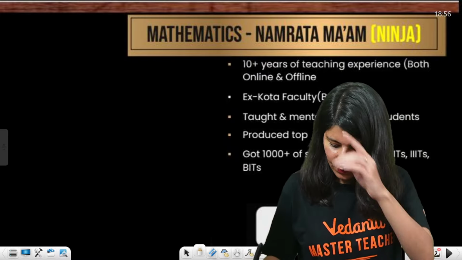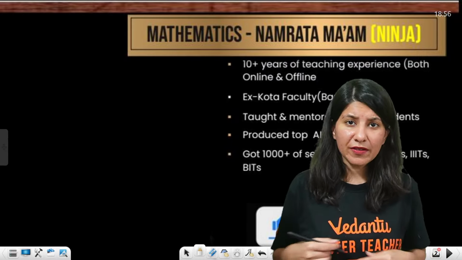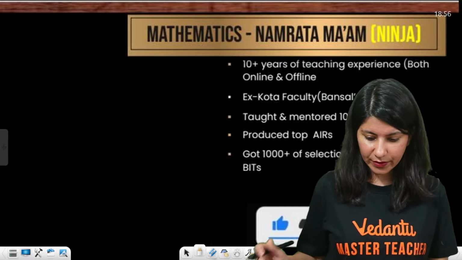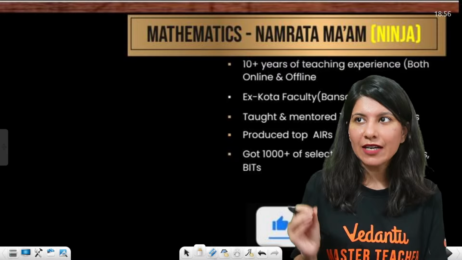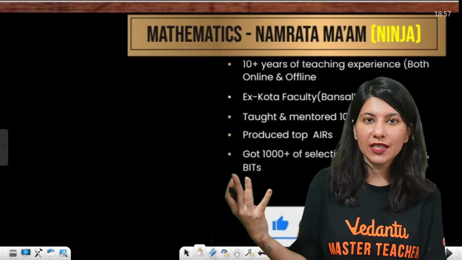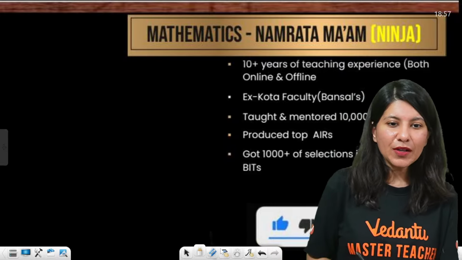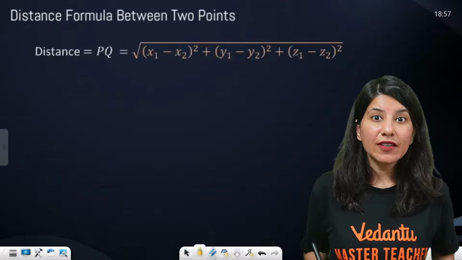Okay, perfect. So we are going to cover all possible theory of JEE main and advanced both. But the problems we are going to cover till JEE main. For JEE advanced there will be a separate problem solving session for this particular chapter. Alright, now let's just start with the very basics.